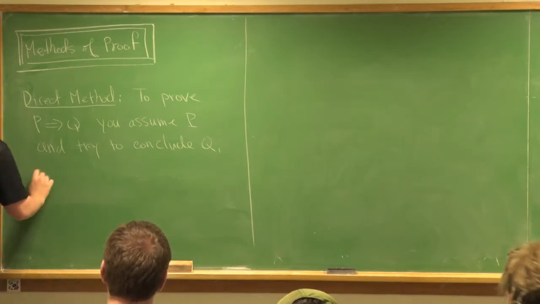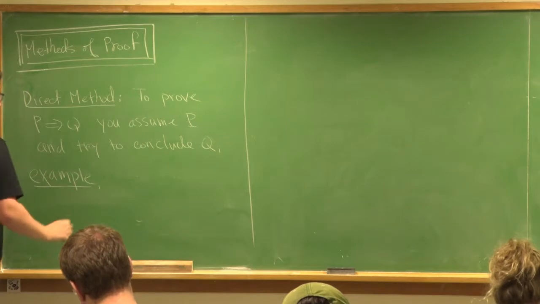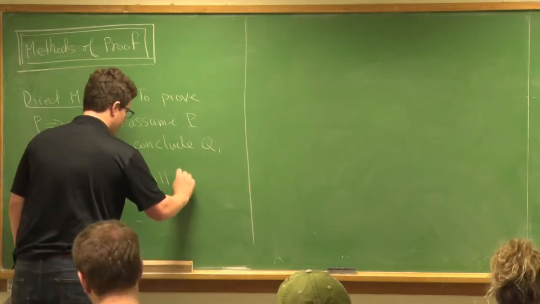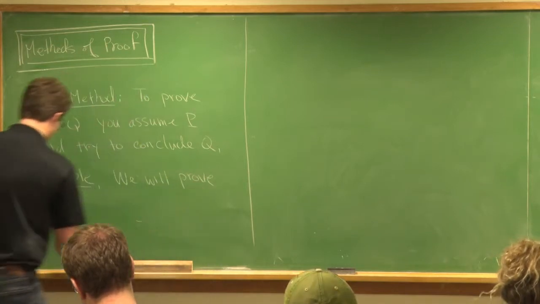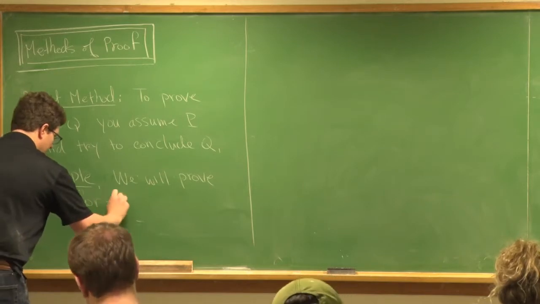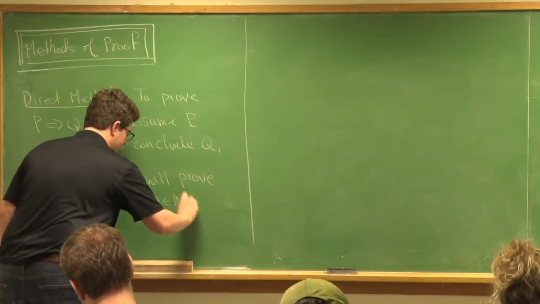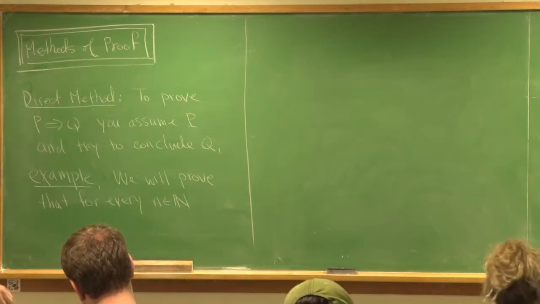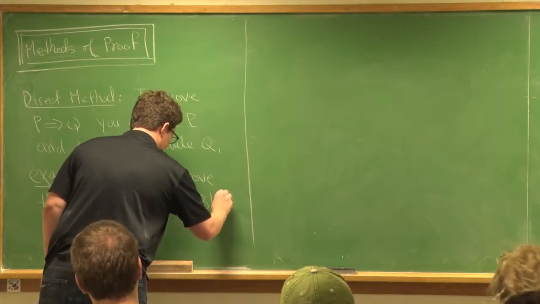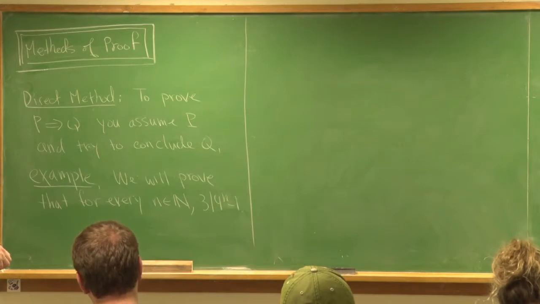Okay? So let me give you an example. Here's an example statement. In this example, we'll prove that for every natural number n, and the natural numbers are going to start at 1, 3 divides 4 to the n minus 1. Okay, so this is what we're going to prove.